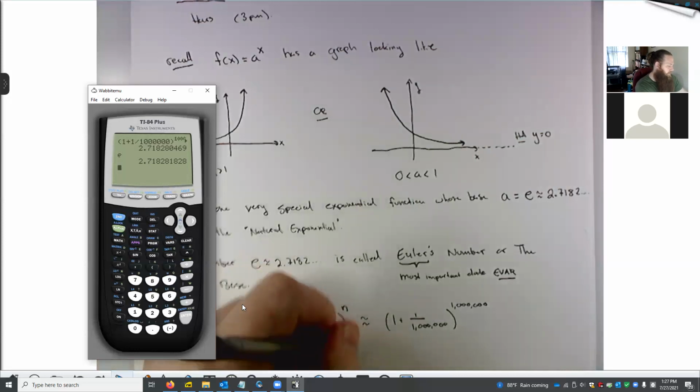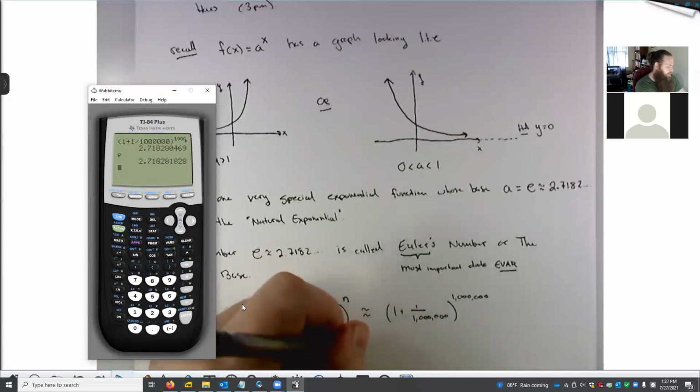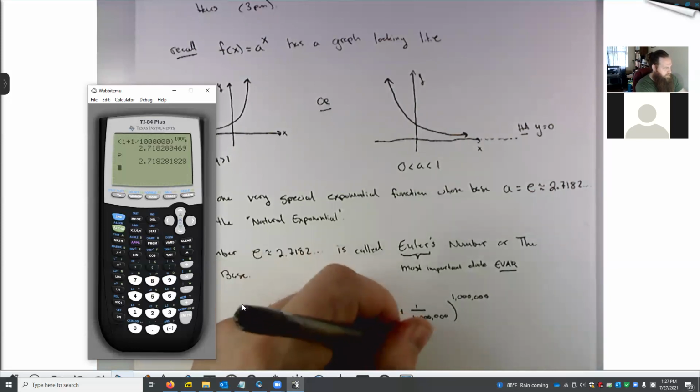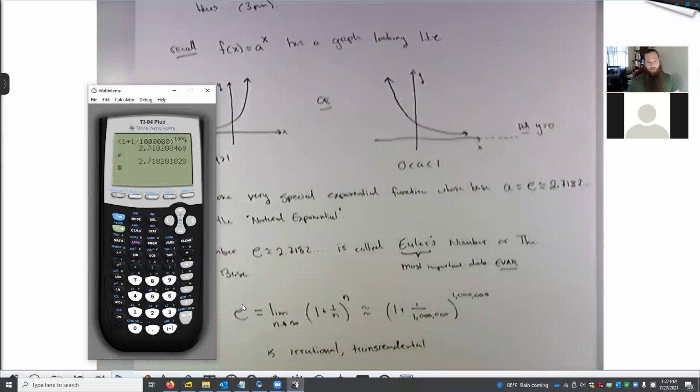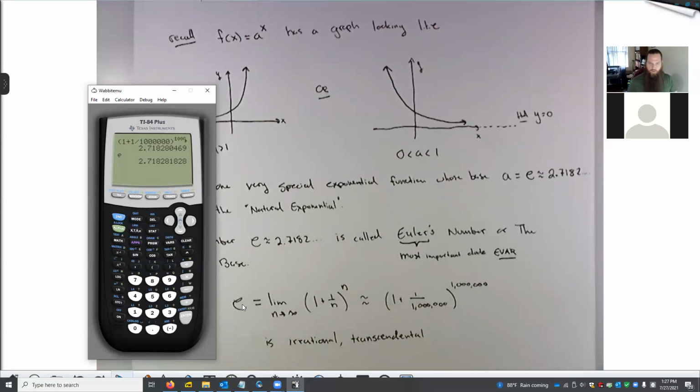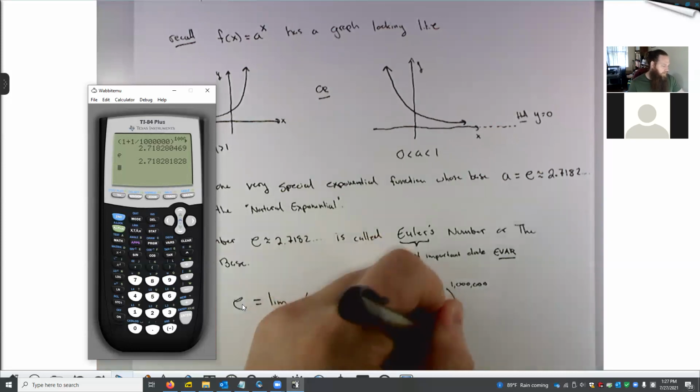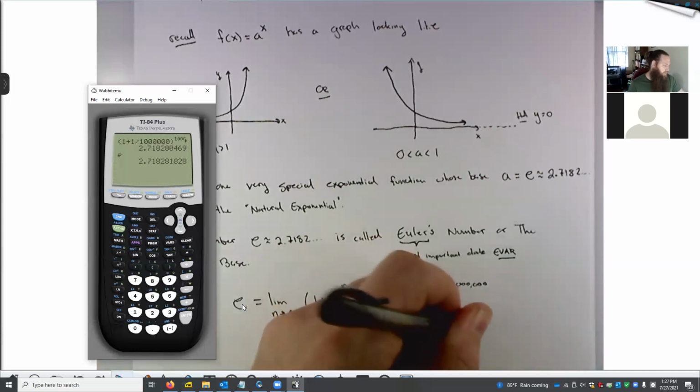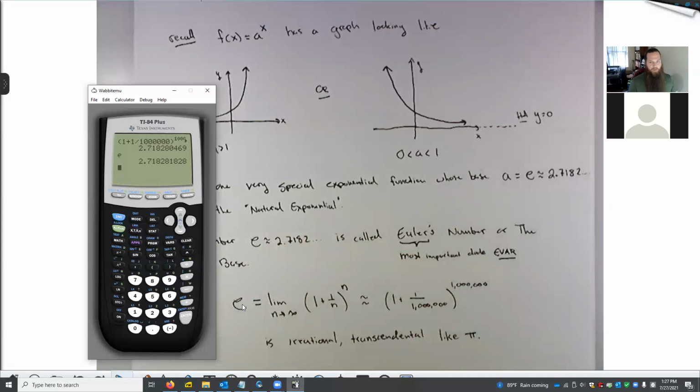In fact, it's a special kind of irrational called transcendental, which means there's no polynomial with integer coefficients that has it as a root. Not just irrational, but super irrational, like pi. Pi is 3.14, blah, blah, blah.